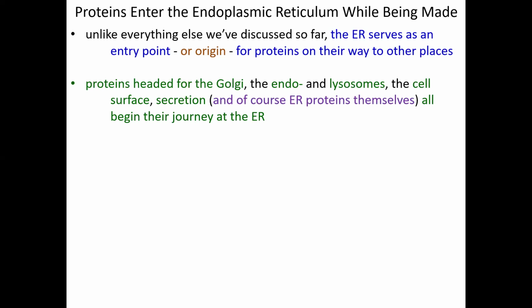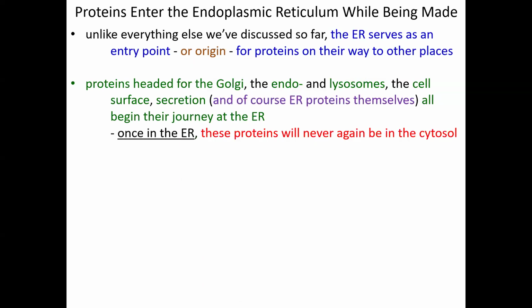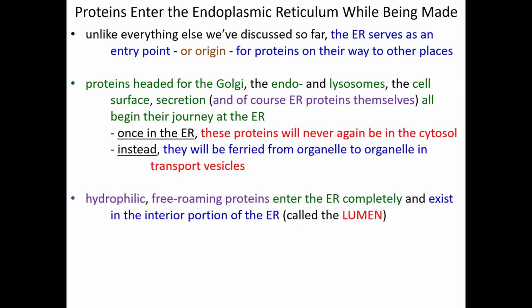Proteins headed for the Golgi, proteins headed for endosomes, proteins headed for lysosomes. Again, proteins for secretion, membrane-bound proteins at the surface, and even, of course, ER proteins that are to be existing in the ER to do jobs in the ER. They're all going to be born in the ER first, and then ultimately shipped to their final destination, if their final destination is something other than the endoplasmic reticulum. Once born in the lumen of the ER, internally in the ER, these proteins will never be in the cytosol again. They'll always be ferried from organelle to organelle, from place to place, within transport vesicles.